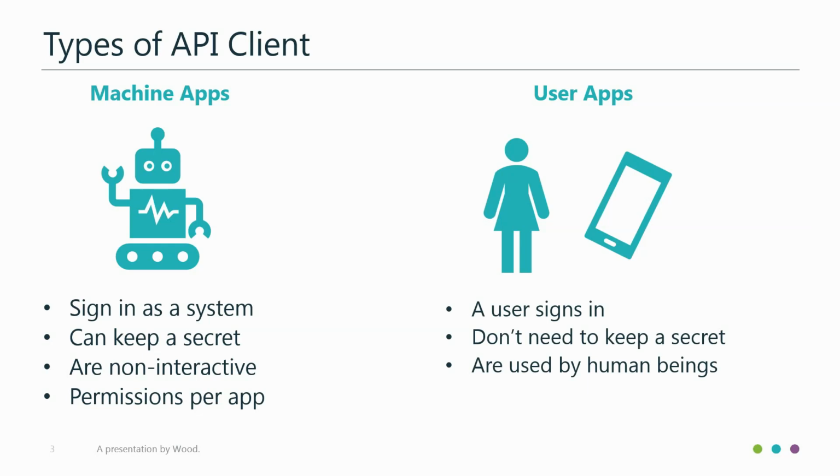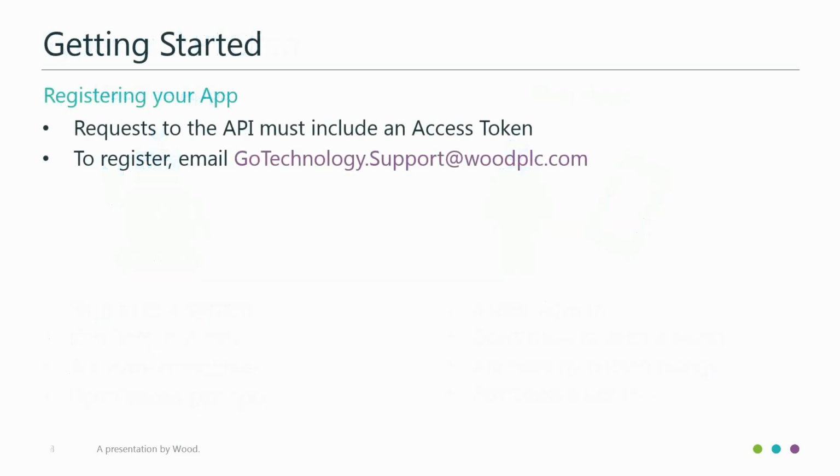To allow this workflow, permissions in user apps are assigned based on the user signing in. So now that we know a bit more about APIs, let's look at how you can get started using the one in hub2. Requests made to the API need to include an access token, which lets us know who's making the call and what they're allowed to do.